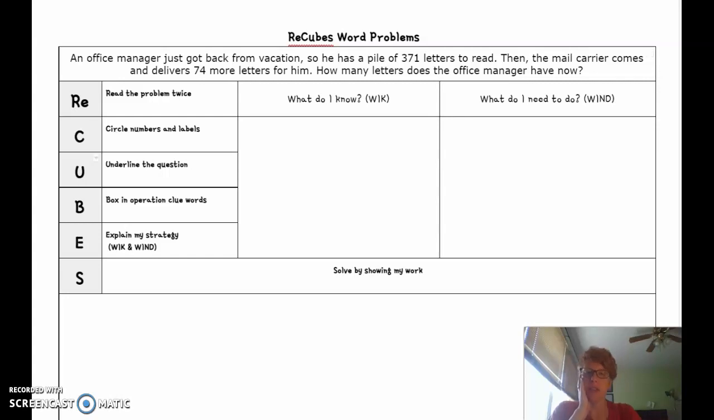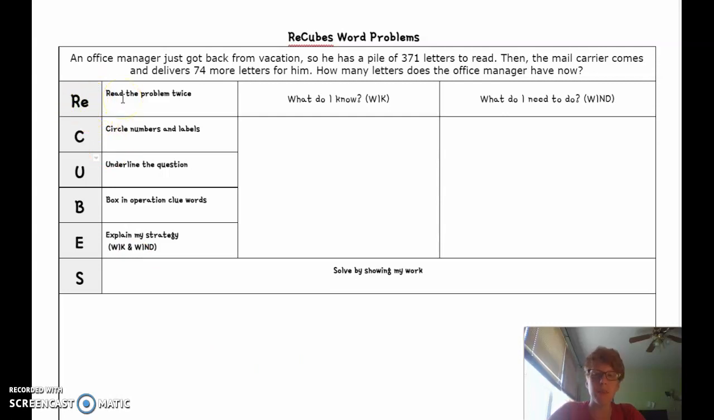What we are going to discuss right now is a strategy that we use to solve word problems. It's called the RE-CUBES word problem strategy. On the left side of the paper, I have the letters RE, and then CUBES spelled out. Each of these letters stands for something specific, and I'll explain as we go along. At the top, I have a word problem, and then I have some other boxes that we'll be using to solve this word problem. So let's read the first step of the RE-CUBES word problem strategy.